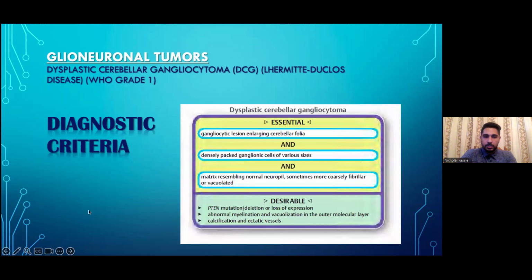In terms of diagnostic criteria, gangliocytic lesion enlarging cerebellar folia, densely packed ganglionic cells of various size, and matrix resembling normal neuropil, sometimes more coarsely fibrillar or vacuolated. Desirable in these cases would be the PTEN mutation/deletion or loss of expression, abnormal myelination and vacuolization in the outer molecular layer, and calcification and ectatic vessels.